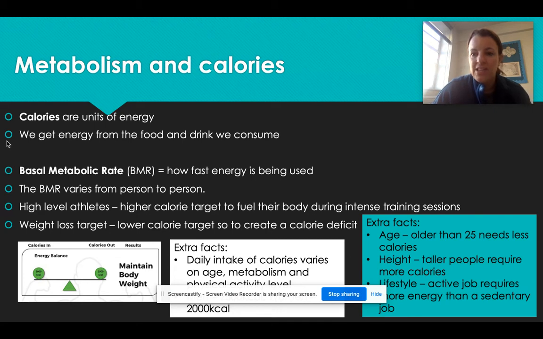So, extra facts that you can add into your assignment. If you're older than 25, you actually need fewer calories. The taller you are, the more calories you need, and your lifestyle matters too. So if you've got an active job, you're going to need more energy than a sedentary, sitting-at-a-desk type job.